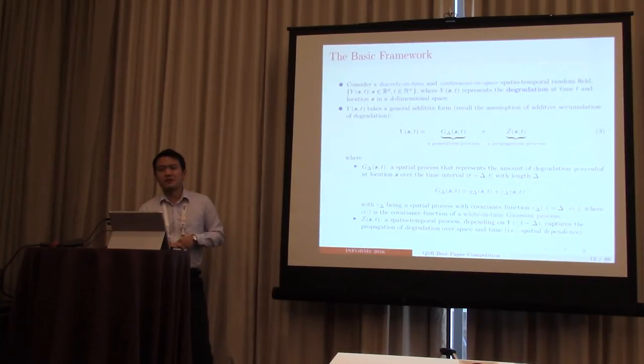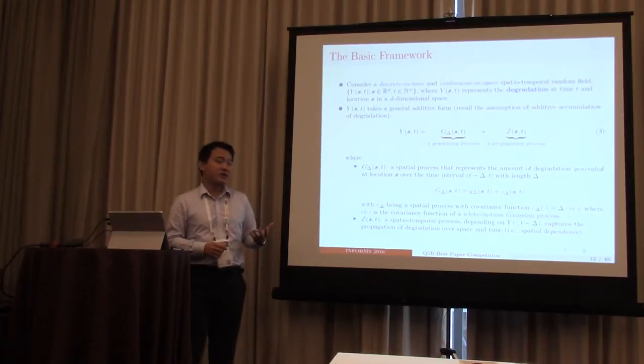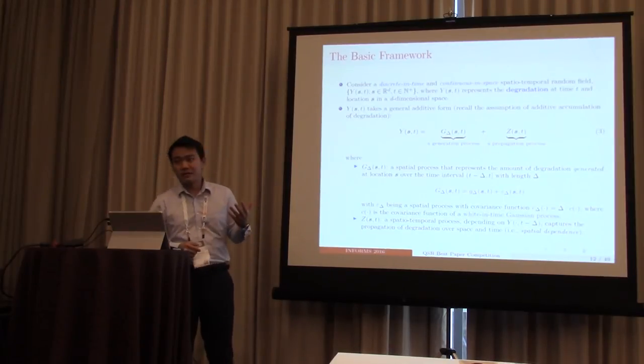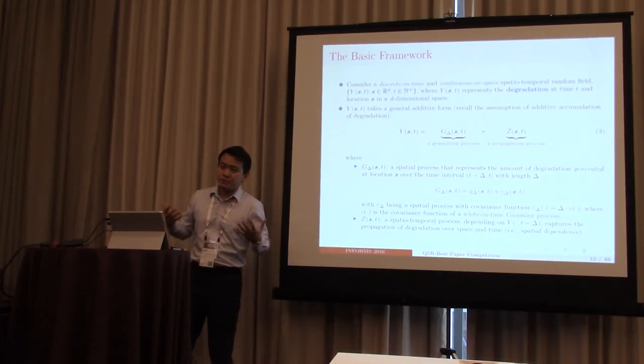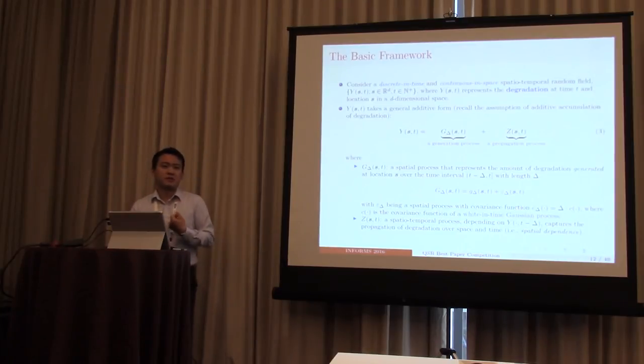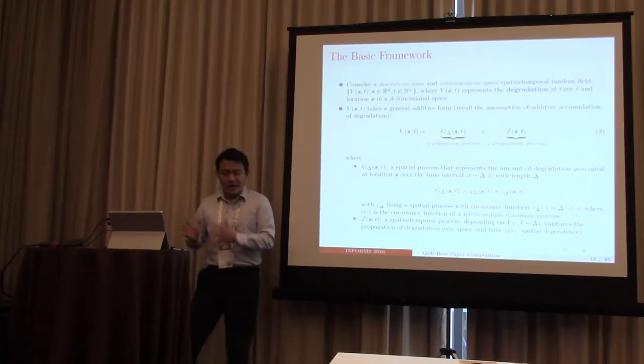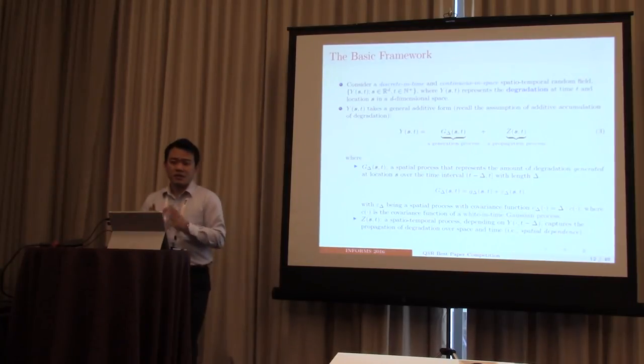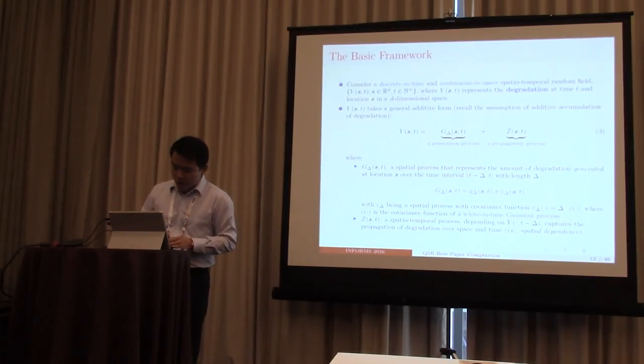The propagation process is a space-time process. It depends on the degradation at the previous time, t minus delta. It is used to capture the propagation of degradation in both space and time. Generally speaking, it is this term that introduces the spatial dependence into our model. How can we model this?